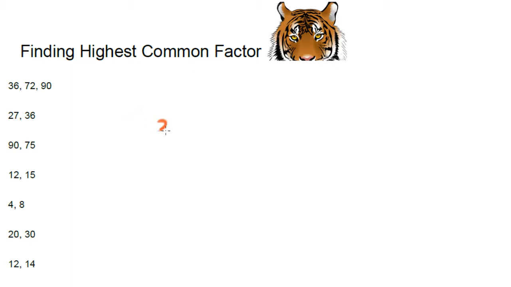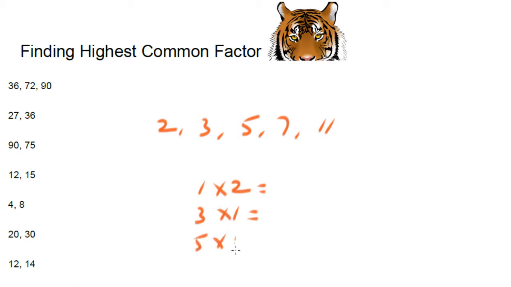Prime numbers are numbers that can be evenly divided only by 1 or themselves. So 2, 3, 5, 7, 11 are examples of prime numbers. 2 does not have any other factor other than itself or 1. 3 does not have any other factor other than itself or 1. 5 does not, and 7 does not. So these are examples of prime numbers.